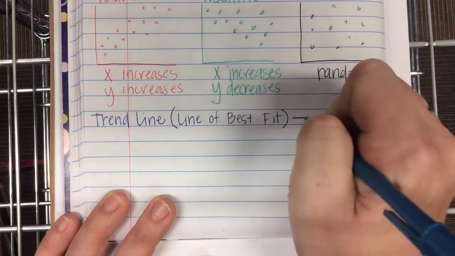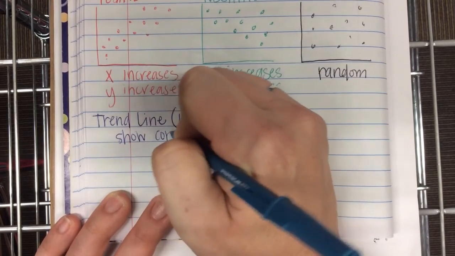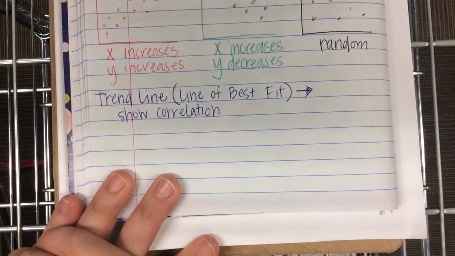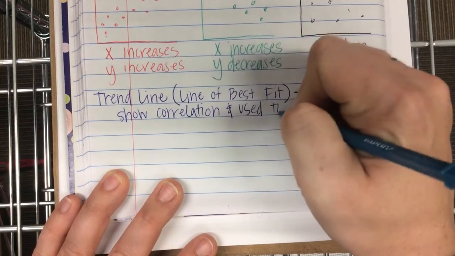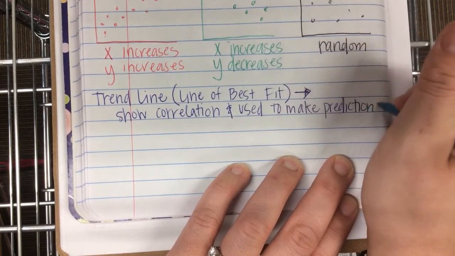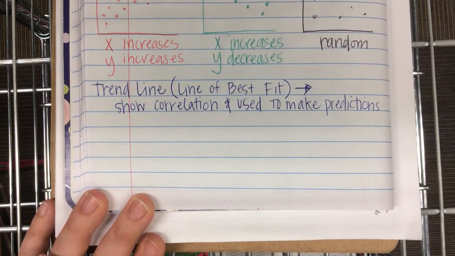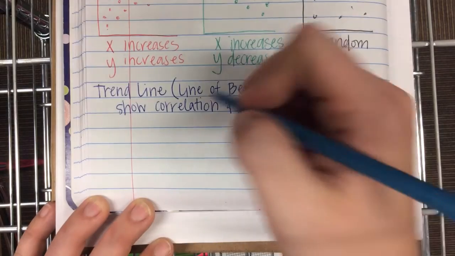And trend lines show correlation and are used to make predictions. Trend lines or line of best fit show correlation and are used to make predictions. And the hard part about this is that it's an estimate.